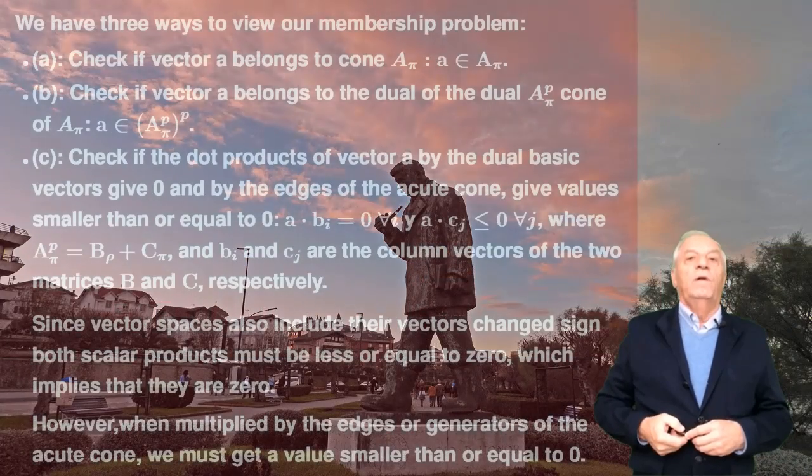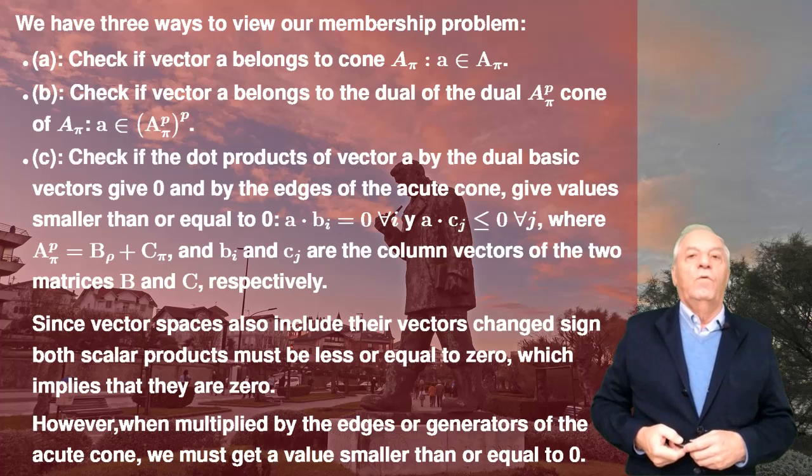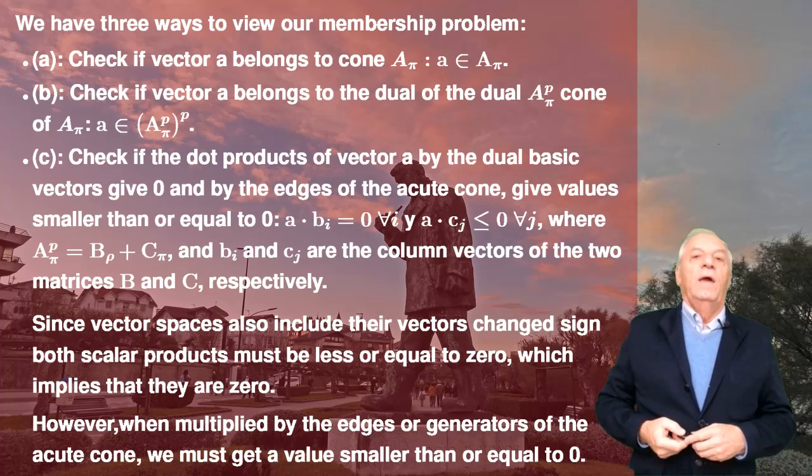Next, we write the problem of knowing if a vector belongs to a cone in three different ways, and this will indicate us how we can solve the problem. Therefore, we have three ways to view our membership problem. A. Check if the vector belongs to A pi. B. Check if vector A belongs to the dual of A pi. And C. Check if the dot product of vector A by the dual basic vectors gives 0, and by the generators of the acute cone or the edges of the acute cone give values smaller than or equal to 0.